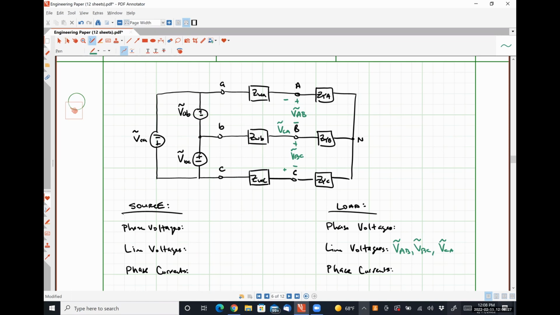Mr. Bodie, what are my phase voltages on the source side? Okay, sure. So lowercase a, lowercase b, sure. V lowercase b, lowercase c, and v lowercase c, lowercase a. Yeah. So the source voltages are always the phase voltages. Okay.